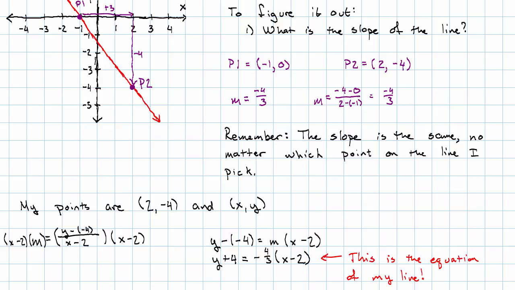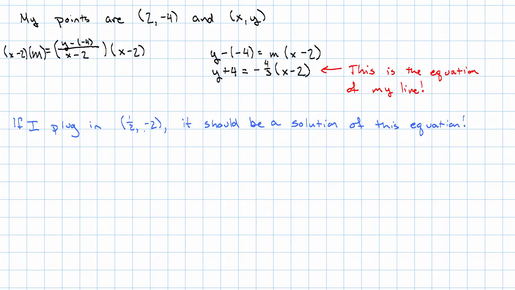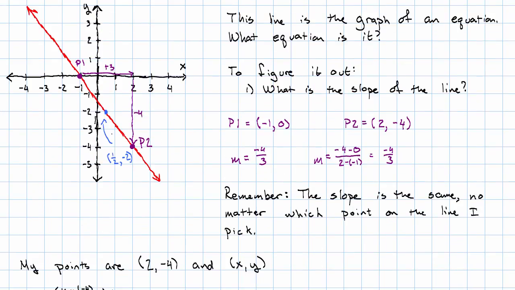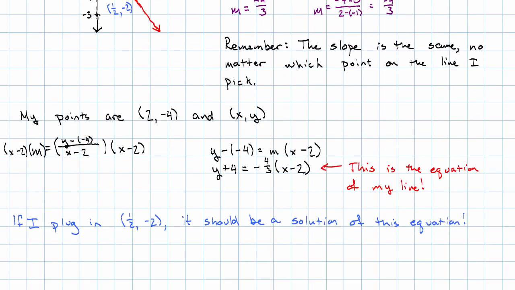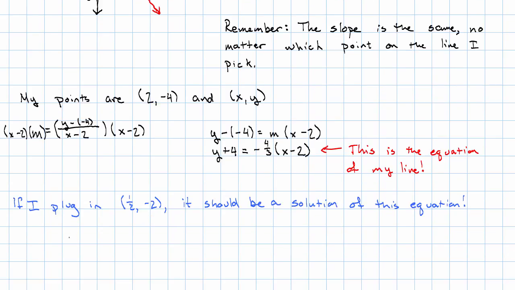What does that mean? That means if I take a different point, say this point, at this point looks like it's x equals 1/2, y equals negative 2. If I plug in x equals 1/2, y equals negative 2, that is the extra point on my line, I should get a solution of this equation. Let's see if that happens.